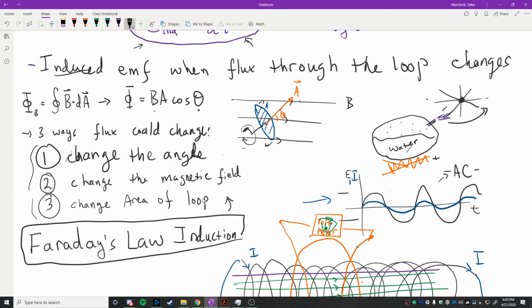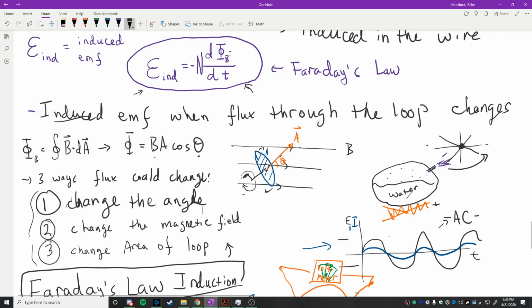You can do them all if you want to, and all of them will have an effect on changing the flux, which will then, as long as the flux changes, you get an EMF. It's not the change in the field that does it, it's the change in the flux.